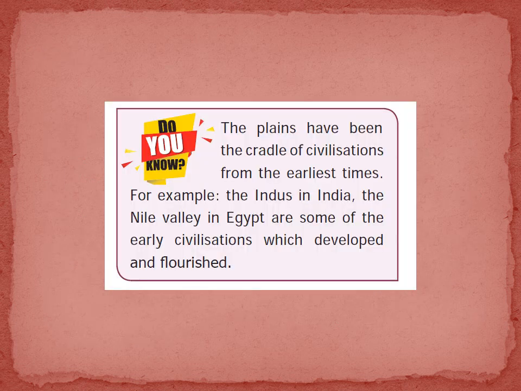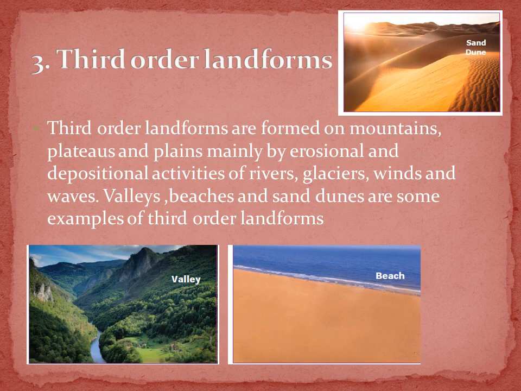Do you know the plains have been the cradle of civilizations from the earliest times? For example, the Indus in India, the Nile Valley in Egypt are some of the early civilizations which developed and flourished. Third order landforms. Third order landforms are formed of mountains, plateaus and plains mainly by erosional and depositional activities of river, glaciers, winds and waves. Valleys, beach and sand dunes are some examples of third order landforms.